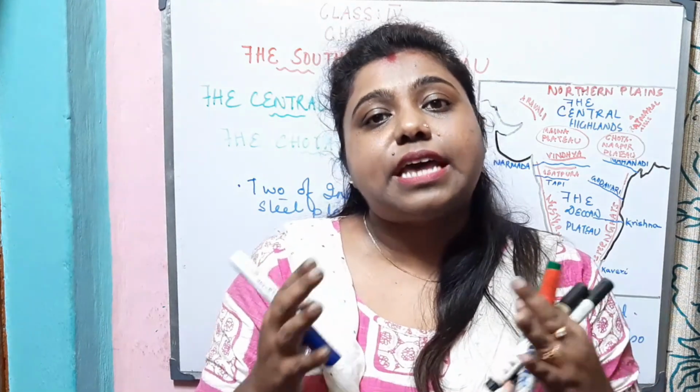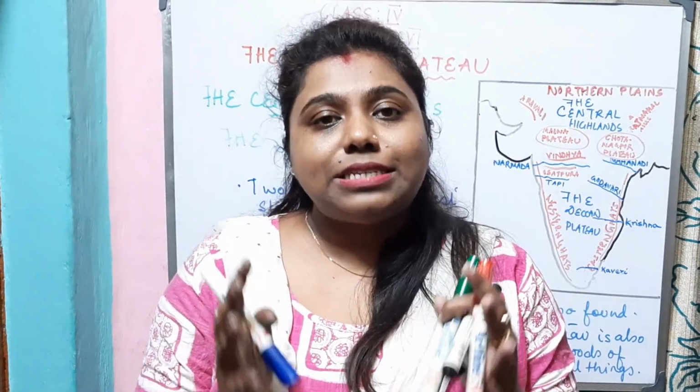So in today's video, we have learned about plateaus, what we mean by plateaus. We have learned about the location of the Southern Plateau. We have learned about the Narmada Valley, which divides the Southern Plateau into two parts. To the north of the Narmada Valley is the Central Highlands, and to the south of the Narmada Valley is the Deccan Plateau. In this video, we have discussed the Central Highlands, where we have discussed the Malwa Plateau and the Chotanagpur Plateau, which are included in the Central Highlands. In the next video, we will discuss the Deccan Plateau.